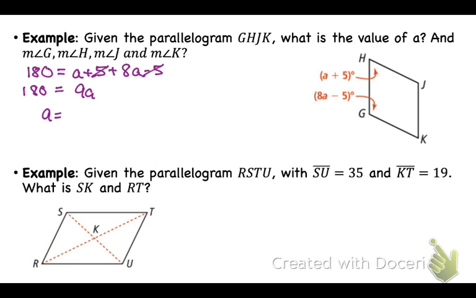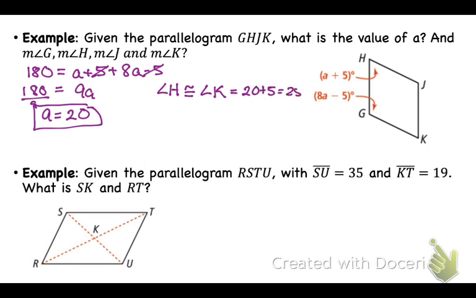20. Oh, yeah, because 180 divided by 9, 9 goes in 18. Okay, so if A is 20, now you guys already said it, that angle H was congruent to what? K. H and K are 25. And so that would be A, which is 20, plus 5 is 25.